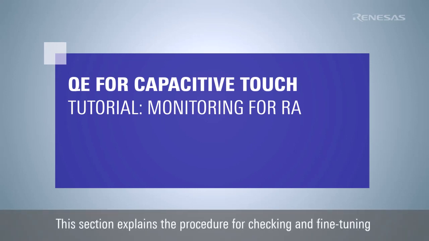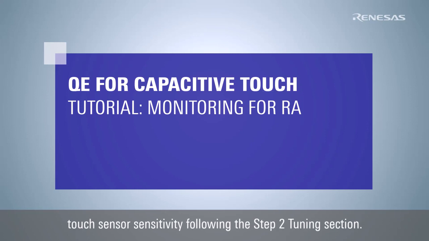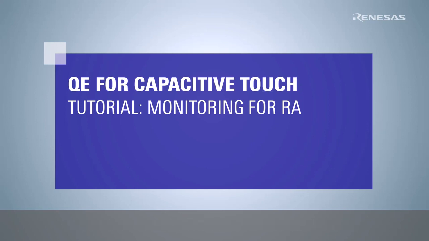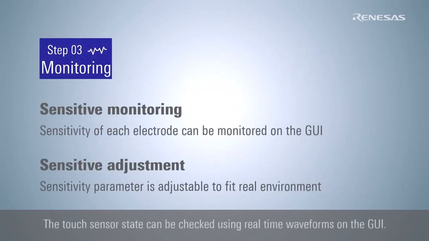This section explains the procedure for checking and fine-tuning touch sensor sensitivity, following the Step 2 tuning section. The touch sensor state can be checked using real-time waveforms on the GUI.